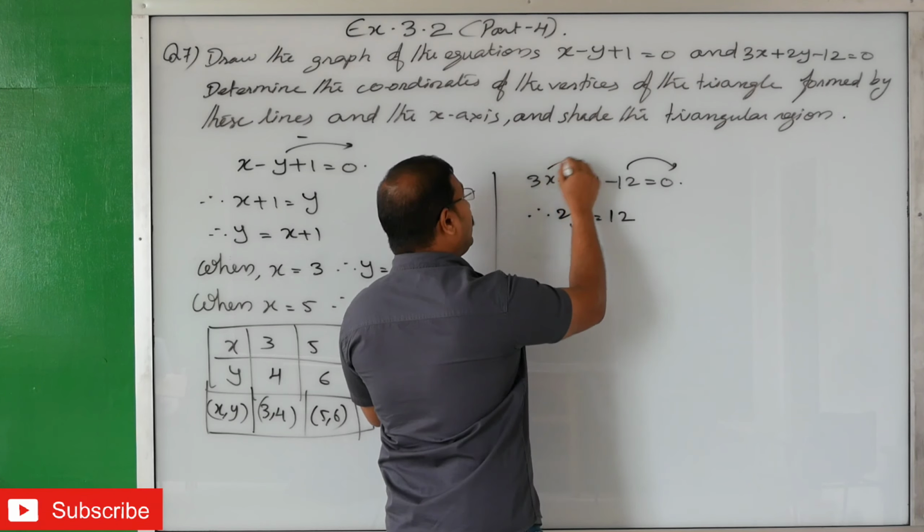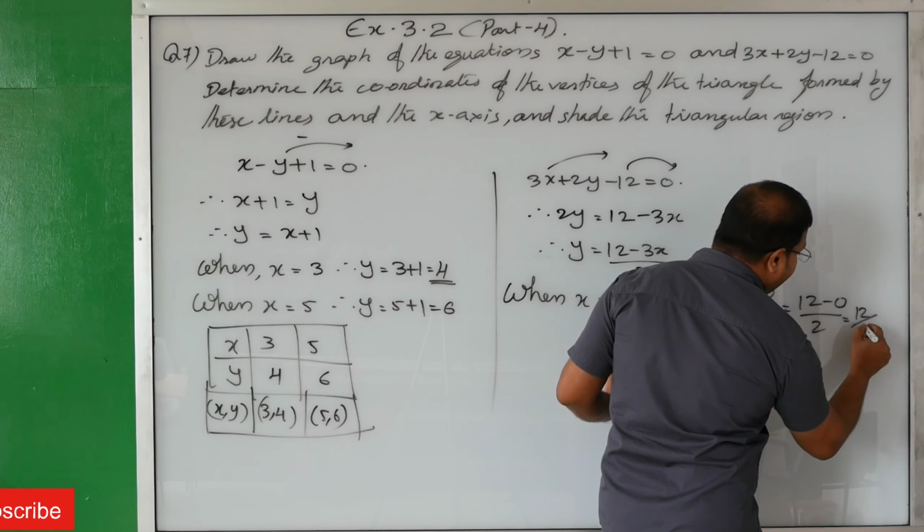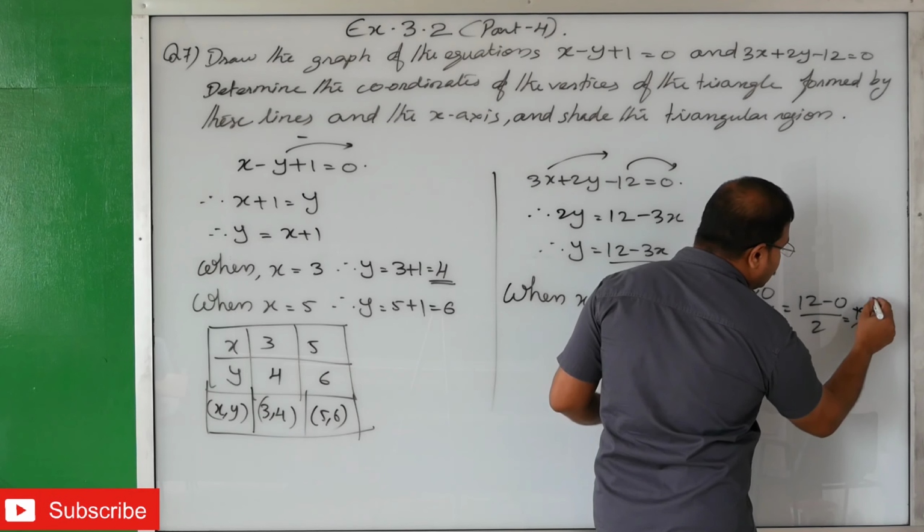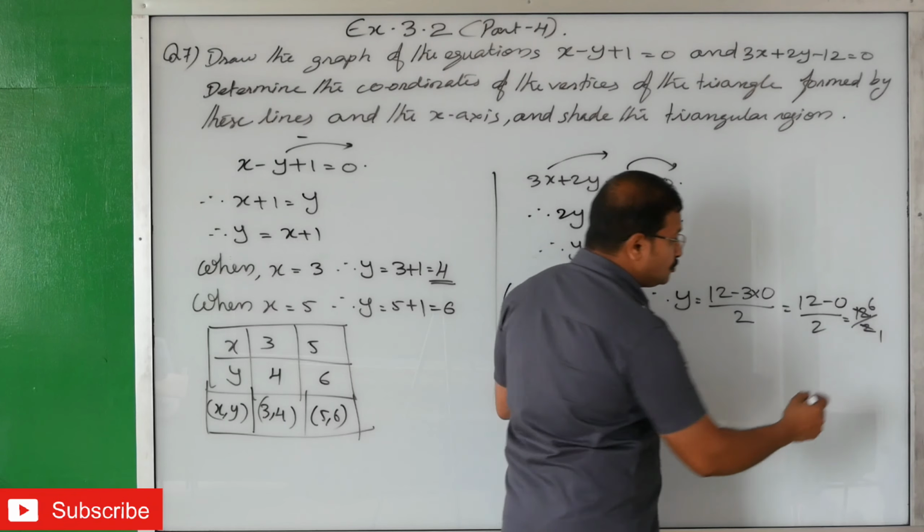Ready? Now we will take x equals 0. Therefore, y equals 12 minus 3 into 0, divided by 2, equals 12 minus 0, since 3 into 0 is 0, that is 12 by 2. We are cancelling by 2. So we got the answer as 6.